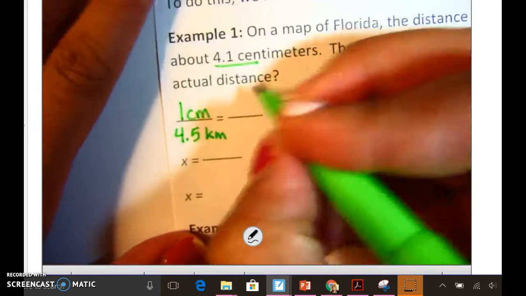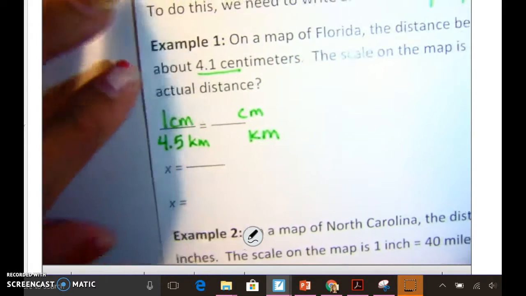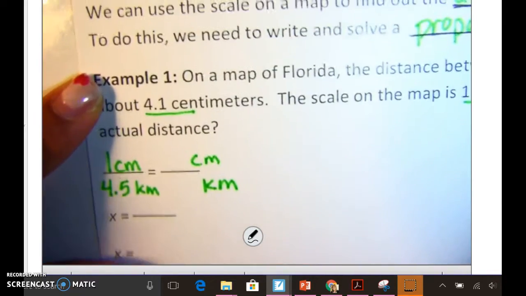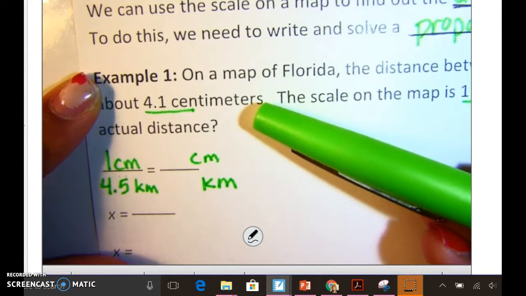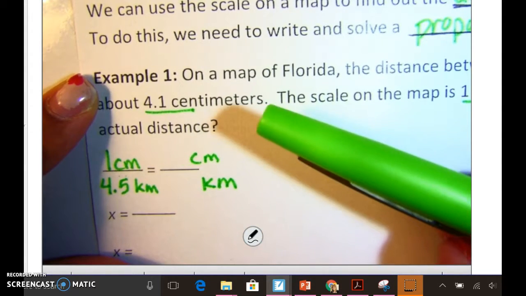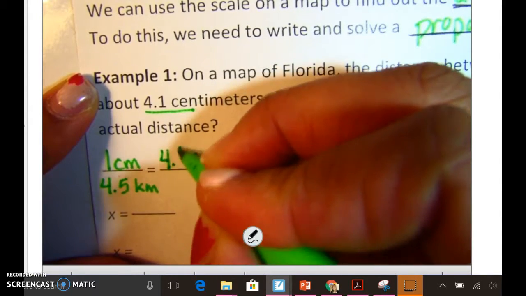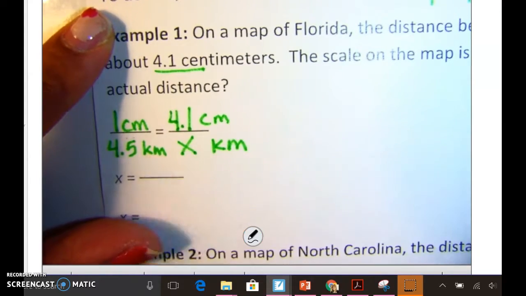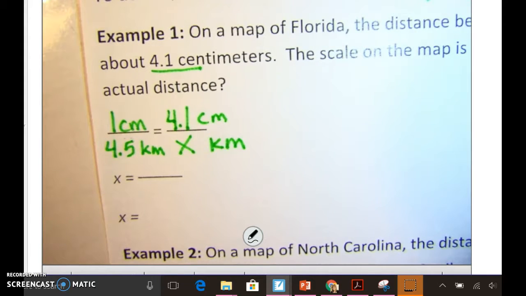And then over here, I'm going to have centimeters and kilometers. I need to look back and see, what did they give me? Did they give me the actual distance in kilometers, or the distance on the map in centimeters? They gave me centimeters. So this is on the map, and I need to put that up here. Centimeters are on the top. And I am trying to find x. I'm trying to find what that is in real life in kilometers.